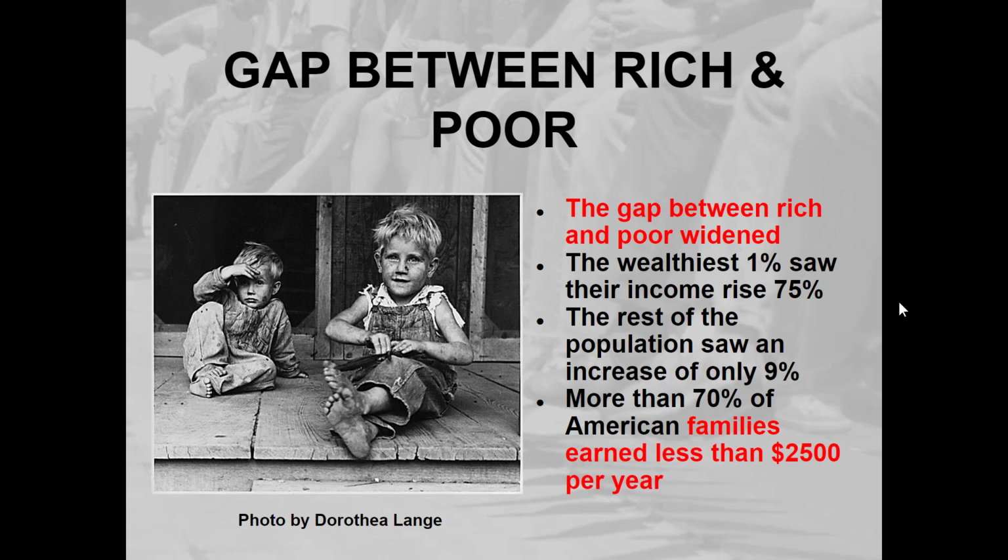The wealthiest 1% saw their income rise 75%, and the rest of the population saw an increase of only about 9%. All right, again, I don't want to get too big into these numbers, but all I want you to know is that the rich got richer and the poor got poorer.